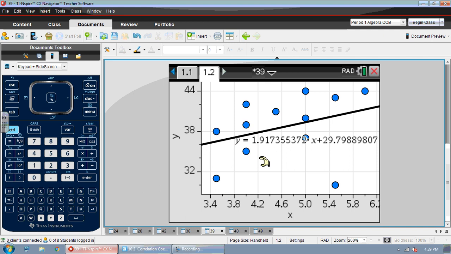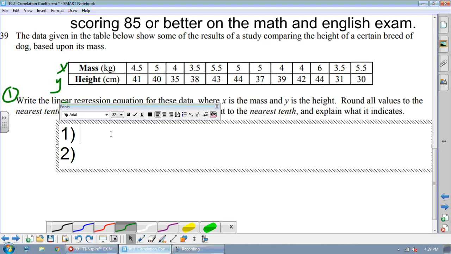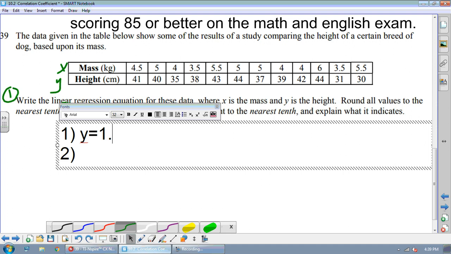They want numbers rounded to the nearest tenth, so we've got a 0.9. The 9 is going to stay a 9 because the 1 is not going to make it round up. After the decimal point is a 7. The 7 is going to round up because after it is a 9. So I can go back and write my equation. Y equals 1.9x plus 29.8.